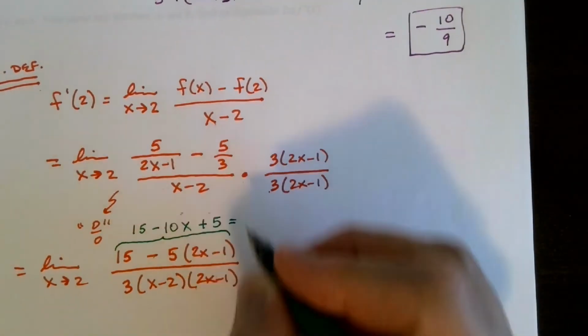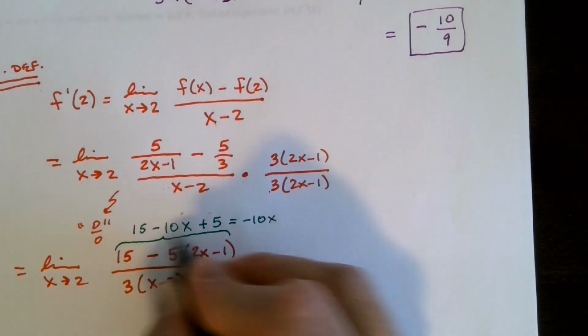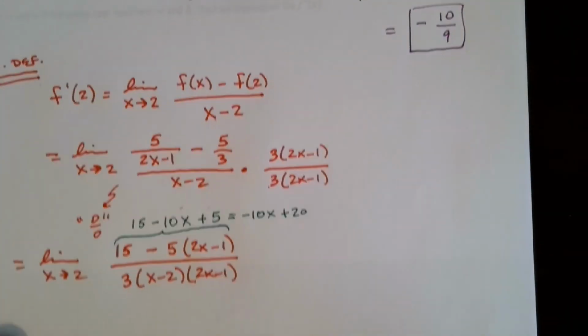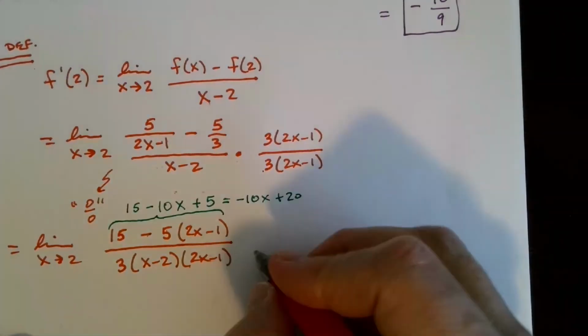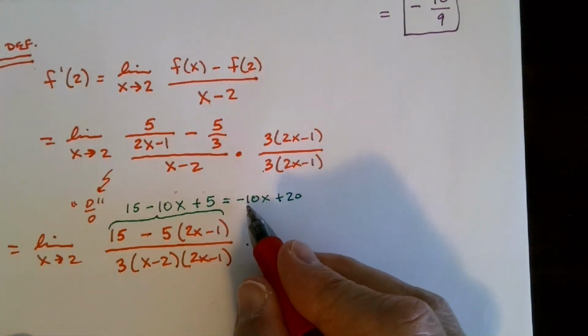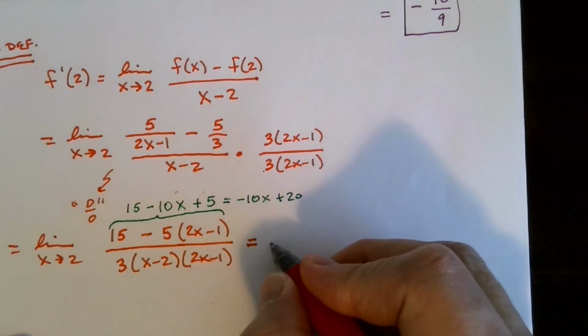So the top simplifies down to, let's see, what do I have? I'll have a negative 10x, 15 plus 5, plus 20. Okay. And of course, when I plug in x equal 2, I'm still indeterminate because the top is 0 and the bottom is 0. But I notice that I can factor the top.